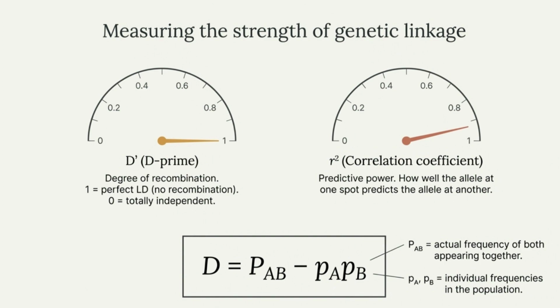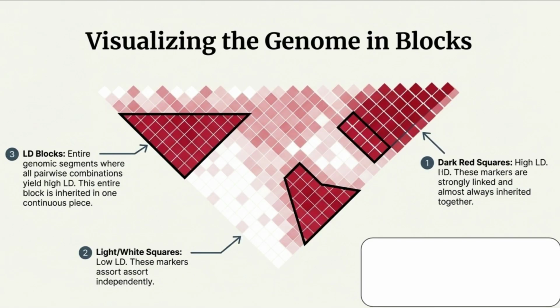Scientists can actually measure the strength of this genetic stickiness. They use these metrics called D prime and R squared. You don't need to know the math, but you need to know what they tell us. R squared is the really important one. Here, it's a measure of predictive power. A high R squared means that if you know what one gene is, you can predict what its neighbor is with stunning accuracy. It's a game changer.